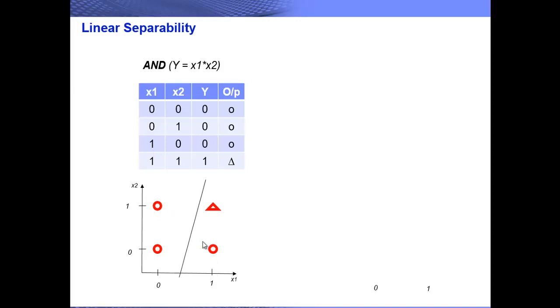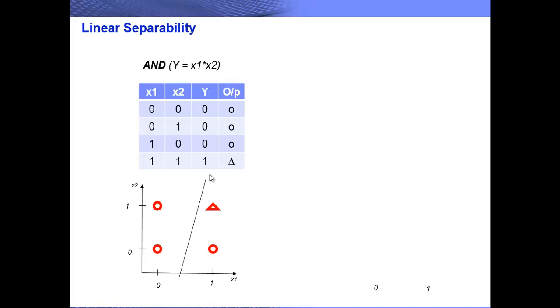Now 1 and 0, so 1 on the x1 axis and 0 on the x2 axis. This is the position, and the output is a circle, so we have plotted a circle again. Now the last one, 1 and 1: 1 is on the x1 axis and on the x2 axis also 1, so they intersect at this point, and the output here is a triangle, so we plotted a triangle here.